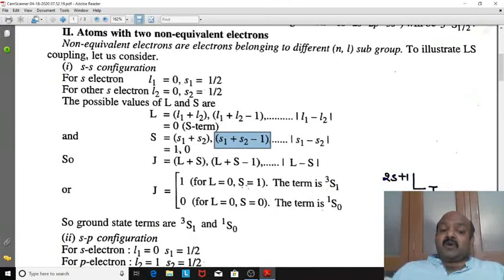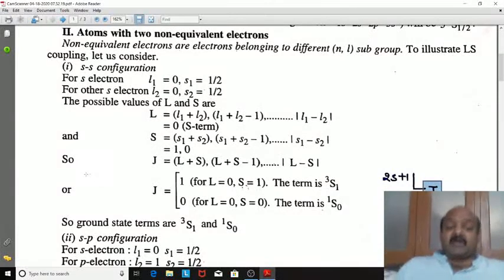As we have 2 values of S, 1 and 0, corresponding to S is equal to 1, this notation 2S plus 1. For S is equal to 1, it will be 2 into 1 plus 1, 3. So this will be this state, 3 from S value, capital S from L value. Then next S value is 0. When you substitute here, it will be 2 into 0 plus 1, 1. It's very straight. Now we are left with only the calculation of J.